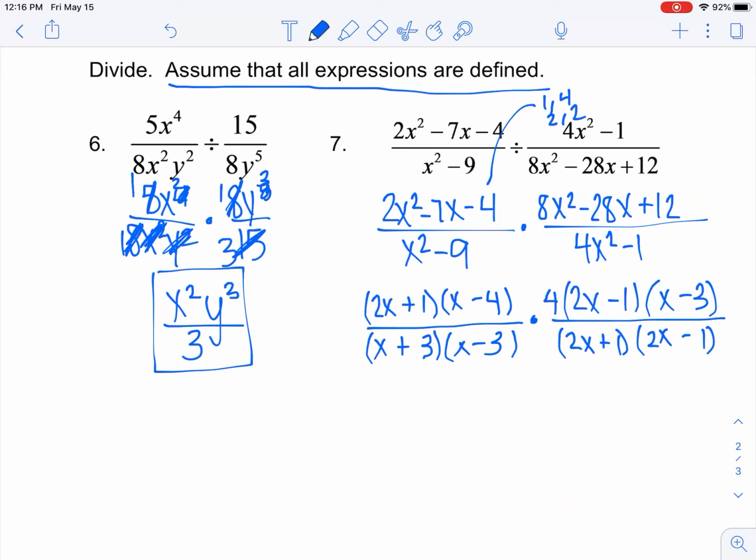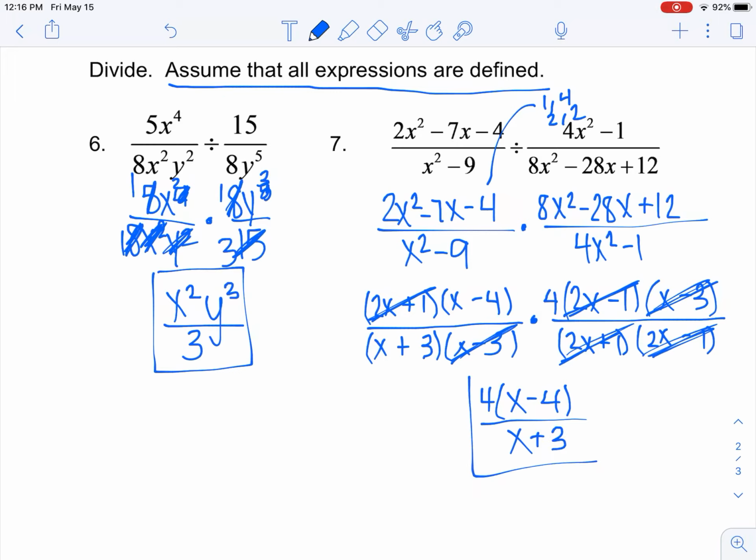Okay, now that everything is factored, we can start simplifying. So I see that I have a 2x minus 1 in the numerator and the denominator, so those can cancel. I've also got 2x plus 1 in the numerator and denominator. And we've got x minus 3 and x minus 3. Next, I'm going to multiply the top, so we have 4 times x minus 4. If you want to distribute that, you can, but you do not need to. And then in the denominator, we have x plus 3. So our final answer is 4 times x minus 4 over x plus 3.